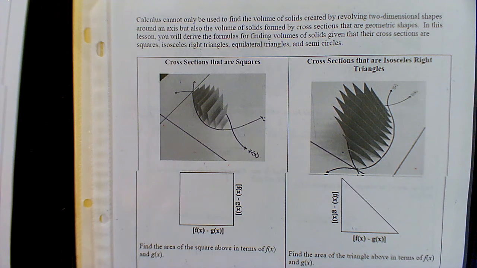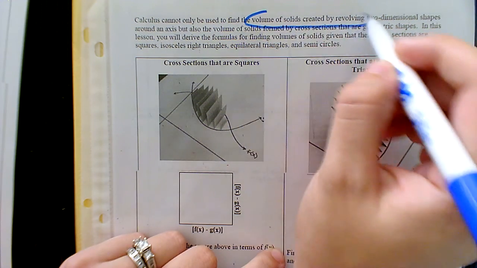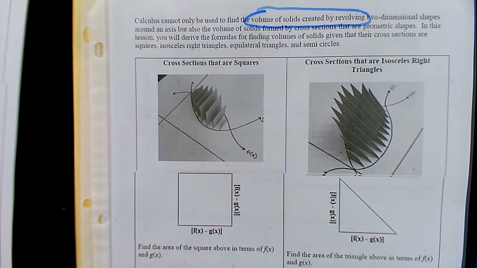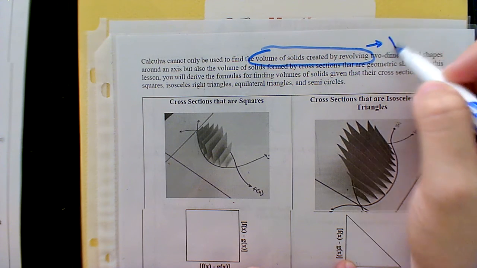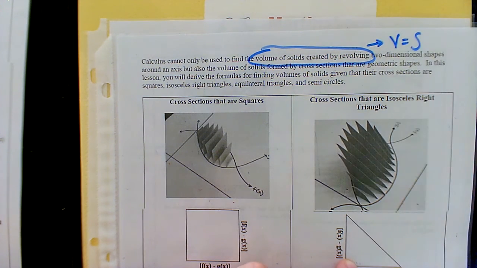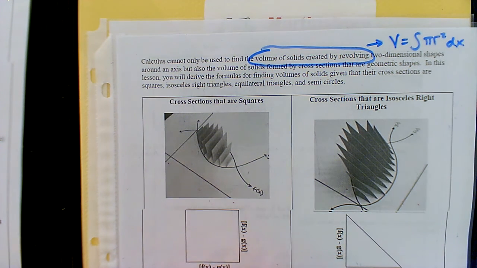What we're going to do is take a look at different cross-sectional shapes, like squares or isosceles right triangles, equilateral triangles, and a semicircle, like you guys did with the Play-Doh activity, okay? So what we've talked about so far with volume is that volumes of solids created by revolving something, whenever you are revolving, you are going in a circle, correct? And in order to find volume, you integrate area. So if we're forming a circle by revolving, we would find the volume by integrating the area of a circle, aka pi r squared.